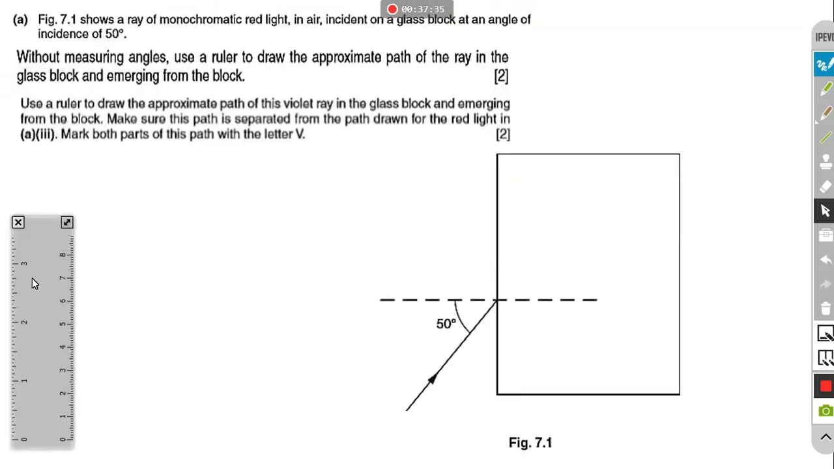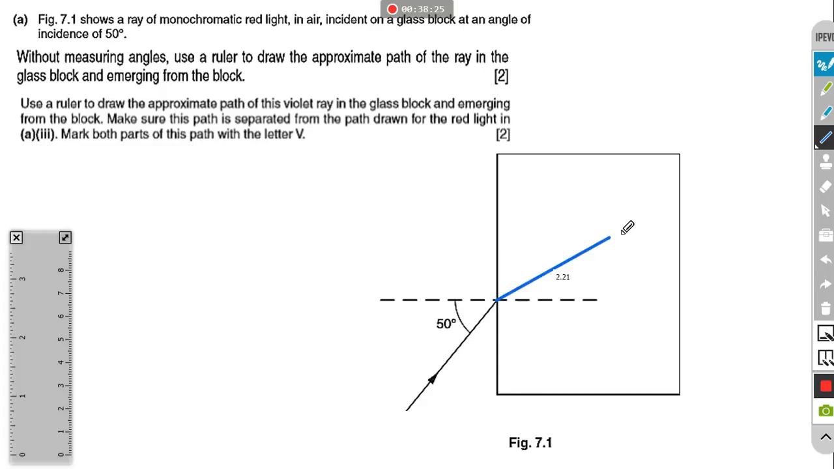Figure 7.1 shows a ray of monochromatic red light in air incident on a glass block at an angle of incidence 50. So as you can see, without measuring the angles, use a ruler to draw the approximate path of the ray. Alright, so from this point, we know it's not going to move straight. It's not going to bend away from the normal. It will bend towards the normal, up to this point.